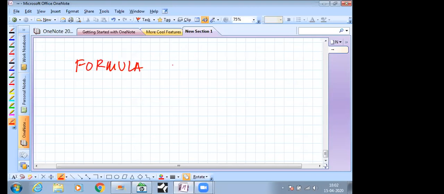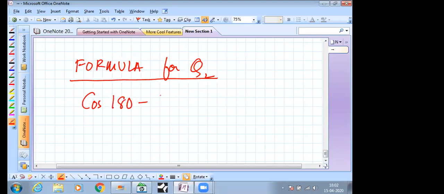Formula for the second quadrant becomes like this: cos of 180 minus theta. Or actually, let's write it in terms of cos theta. So cos theta is equal to minus cos of 180 degrees minus theta. The minus sign is the important thing to remember, because in the second quadrant cos is negative whereas sine is positive.